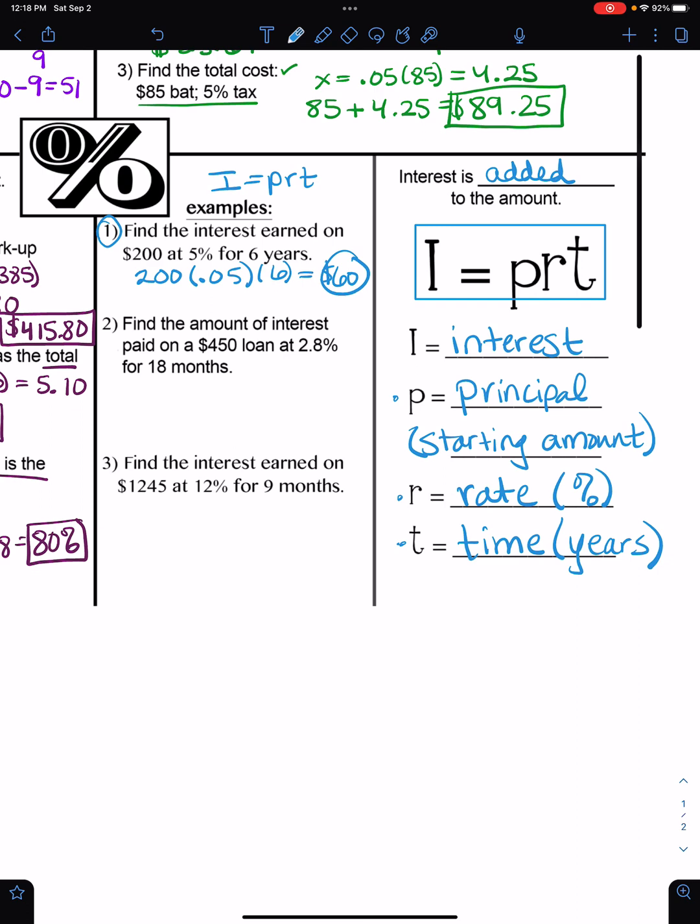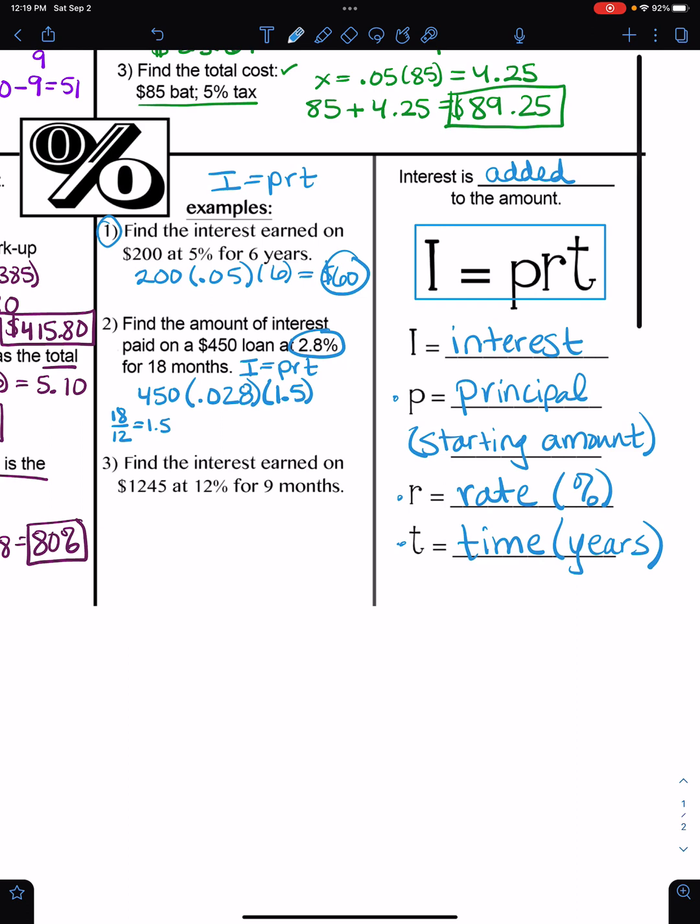The next question says, find the amount of interest paid on a $450 loan at 2.8% interest for 18 months. So we're again multiplying principal times rate times time. So 450 times the rate, which we want to change to a decimal. So when we take the percent sign off, we move the decimal 2 places to the left because we're dividing by 100. And then times the number of years. But it doesn't give us the number of years, it gives us the number of months. You might know that 18 months is a year and a half, but if you weren't sure, you could actually do 18 divided by 12 because there are 12 months in a year, and you would get 1.5. So we have to multiply by 1.5 because that's the number of years that 18 months is.